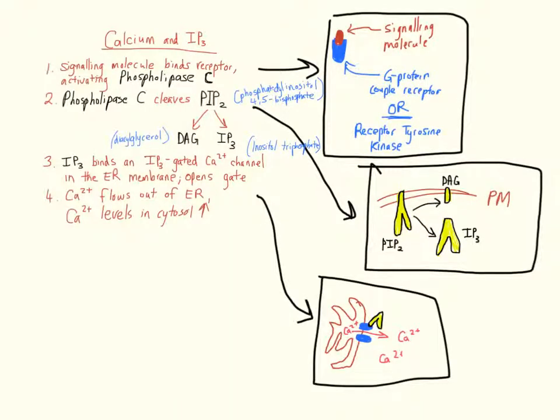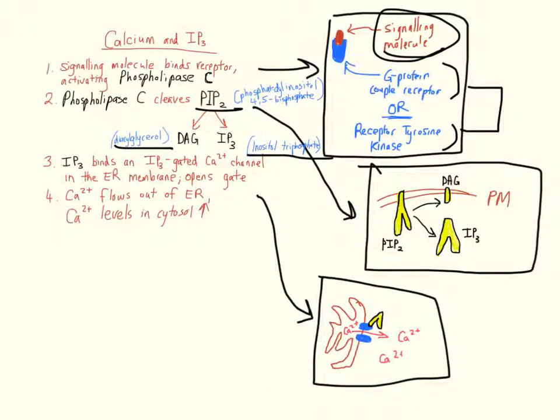Now let's discuss the pathway that calcium and IP3 function in. So first we have a signaling molecule, and this will bind a receptor. This can be either a G protein coupled receptor or receptor tyrosine kinase, as mentioned before. And this will activate phospholipase C. Phospholipase C will then cleave PIP2 or phosphatidylinositol 4,5-bisphosphate, which is a plasma membrane phospholipid. It will cleave PIP2 into diacylglycerol and inositol triphosphate.